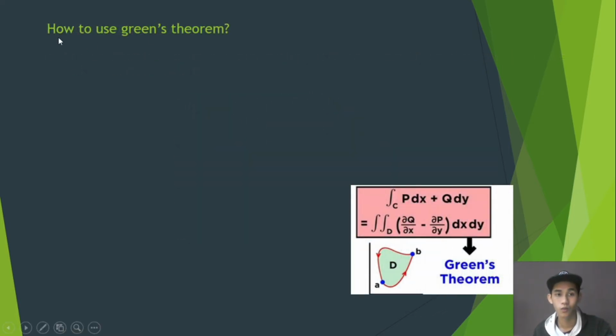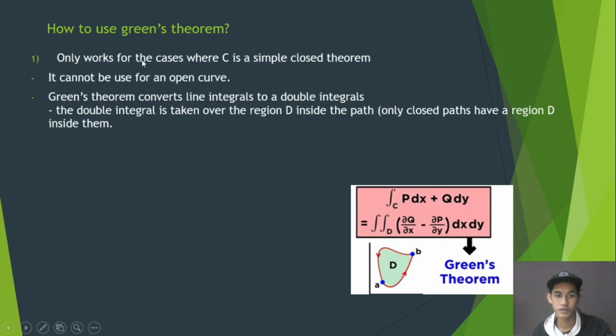So, how or when to use Green's theorem? There are two factors that we need to obey in order to use this formula. First, it only works for cases where C is a simple closed curve. It cannot be used for an open curve. Why? Because Green's theorem converts line integrals to double integrals. The double integral is taken over the region D inside the path.